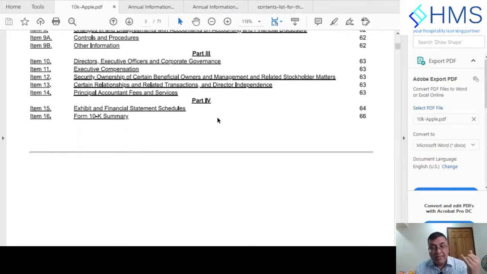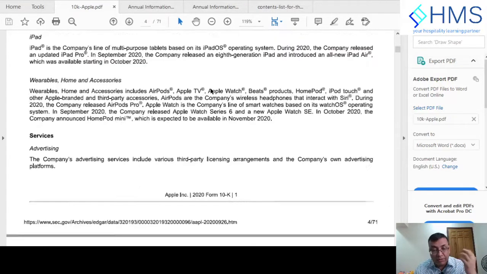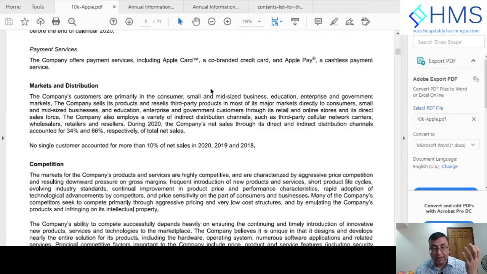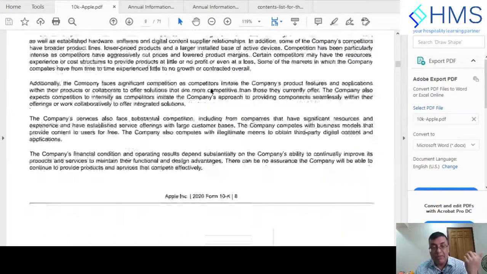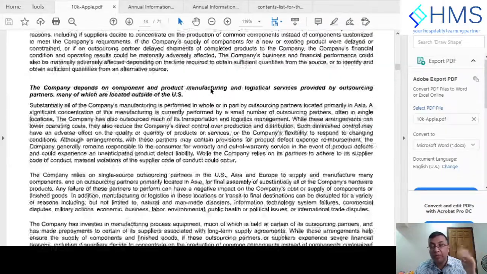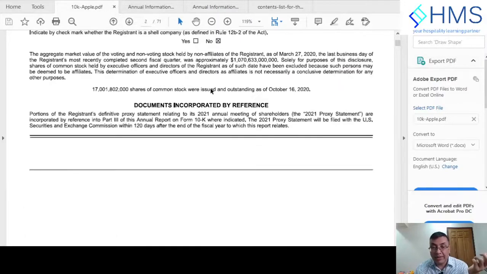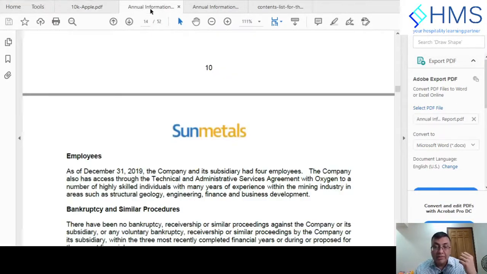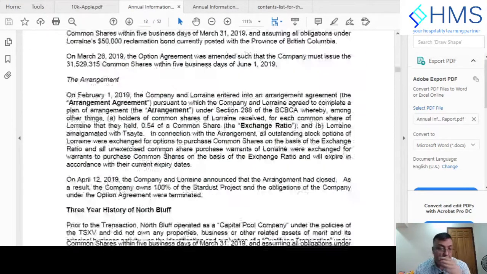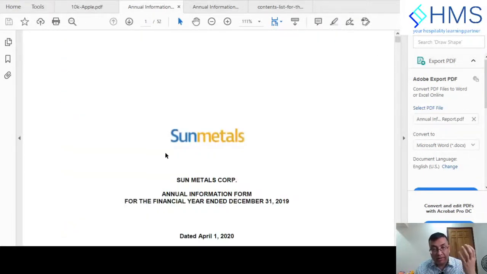You can see it is about 71 pages, so it's a pretty long report. However, you will see that it is similar for all the companies. The number of pages can be different because of the extent of disclosure being done. Then there is an annual information form coming from SEDAR for the Canadian listed companies.